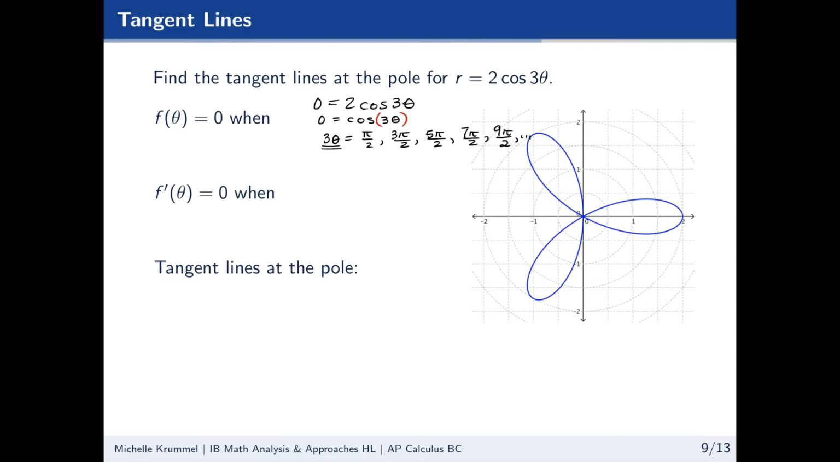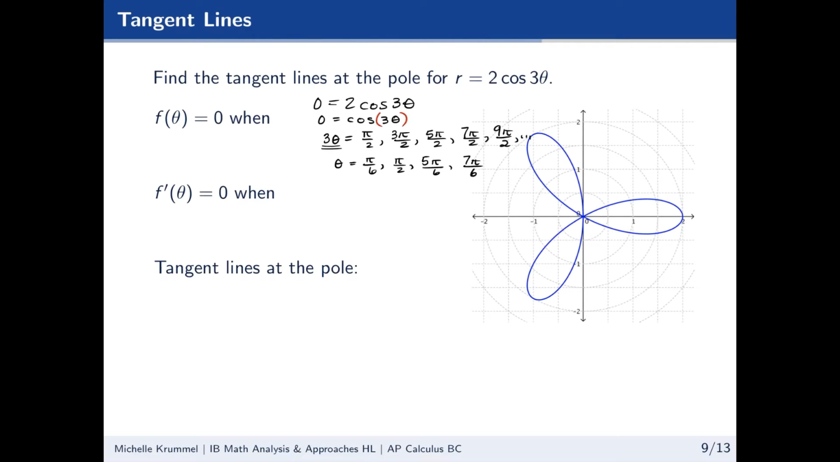But I'm going to divide both sides by 3. So theta equals pi over 6, and then 3 pi over 6, which reduces to pi over 2, 5 pi over 6, 7 pi over 6. But 7 pi over 6 is actually a repeat of pi over 6. And let's see how that works.